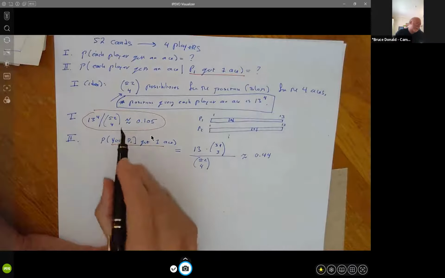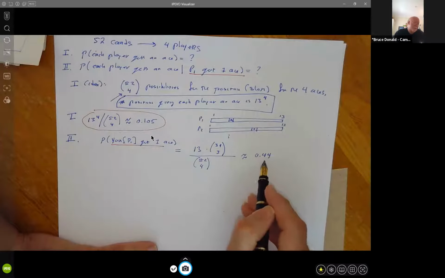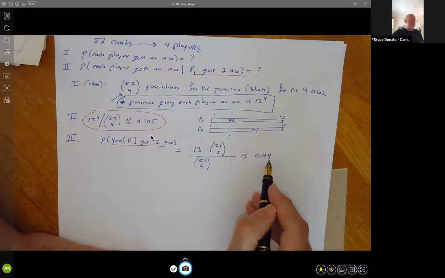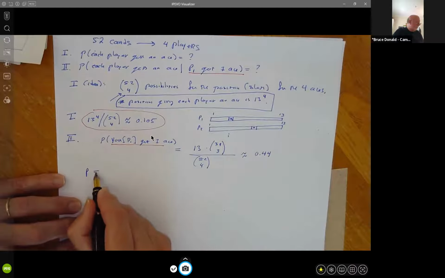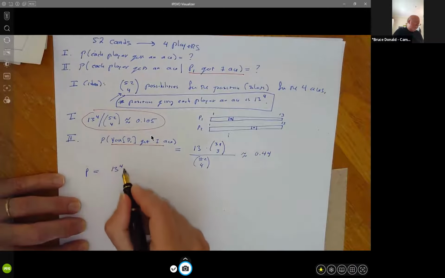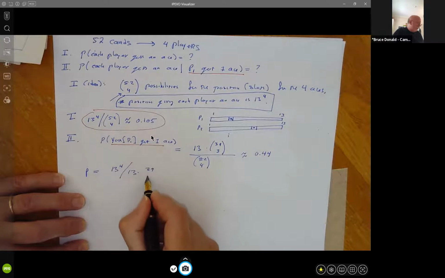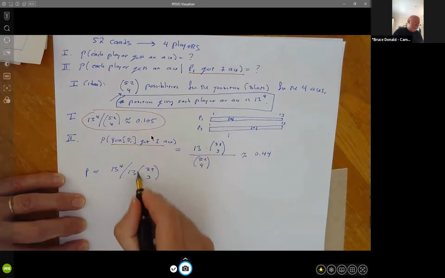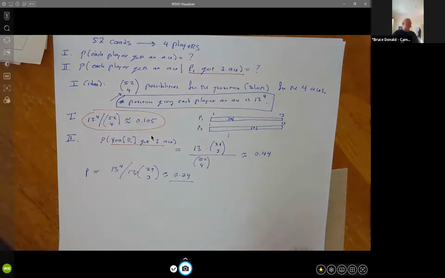So we have to take the probability for question 1 and divide it by this. Fortuitously for the calculation, this very big number, 52 choose 4, appears in the numerator and denominator, and therefore it cancels out. So the answer becomes 13 to the 4th over 13 times 39 choose 3, and this is equal to approximately 0.24. This is an interesting situation where we have the probabilities evolving based on information.